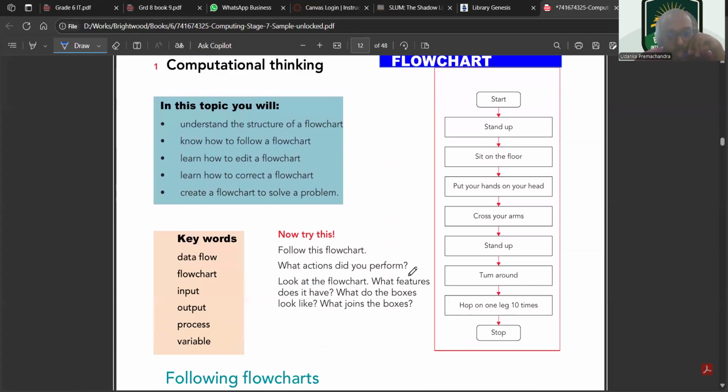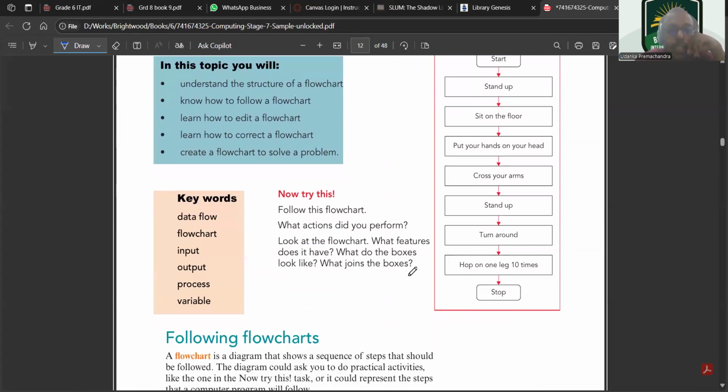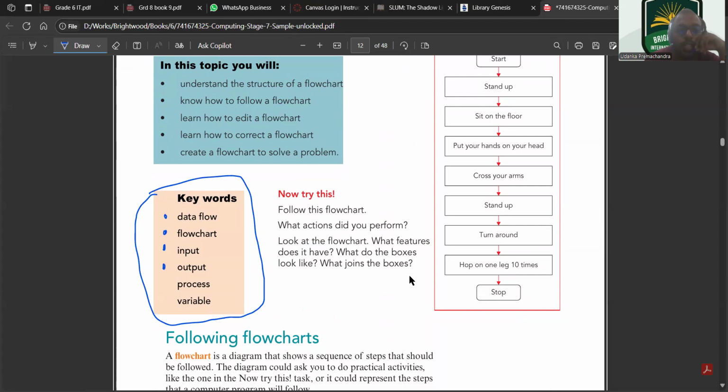In a flow chart, there are some important keywords. Just write down this. What are they? There should be data flow, flow chart, input, output, process, and variables. These are the important things that should be followed with the flow chart. The data flow, flow chart, input, output, process, and the variables are the main important keywords that you can follow.